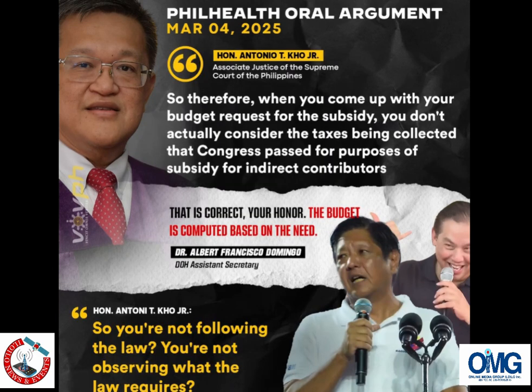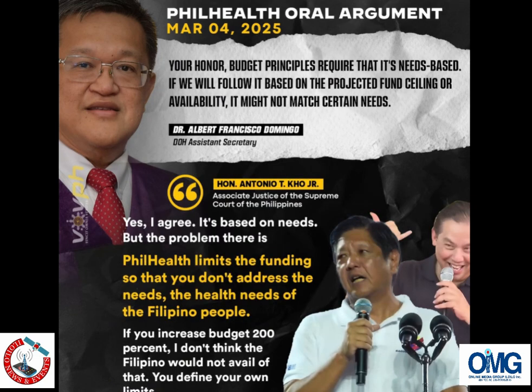When you come up with your budget request for the subsidy, you don't actually consider the taxes being collected that Congress passed for purposes of subsidy for indirect contributors. That is correct, Your Honor. The budget is computed based on the need. So they're not following the law? You're not observing what the law requires? Your Honor, budget principles require that it's needs-based. If we follow it based on the projected fund ceiling or availability, it might not match certain needs. Yes, I agree. It's based on needs.